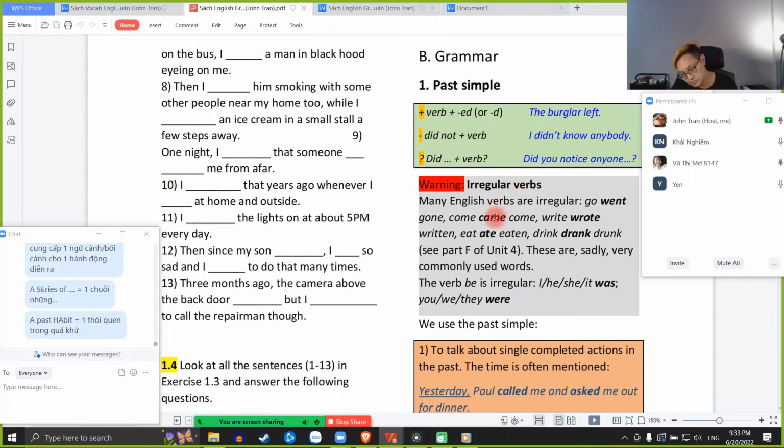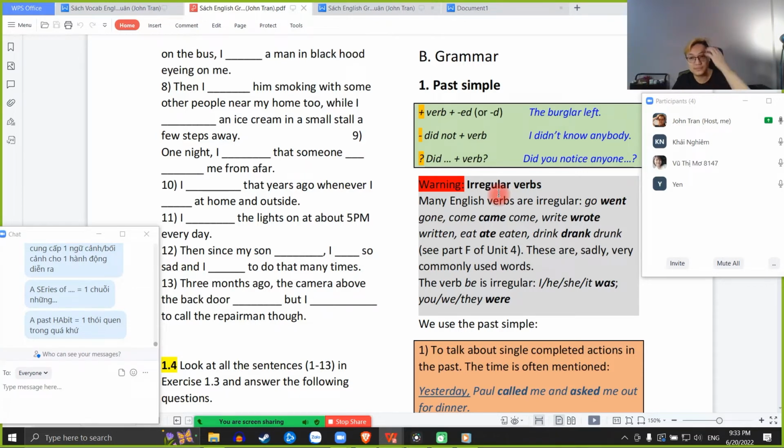Past simple. Verb plus ed or d. The burglar left. Negative sentence. Did not plus verb. I didn't know anybody. Did plus verb. Did you notice anyone? Warning. A regular verb. Many English.